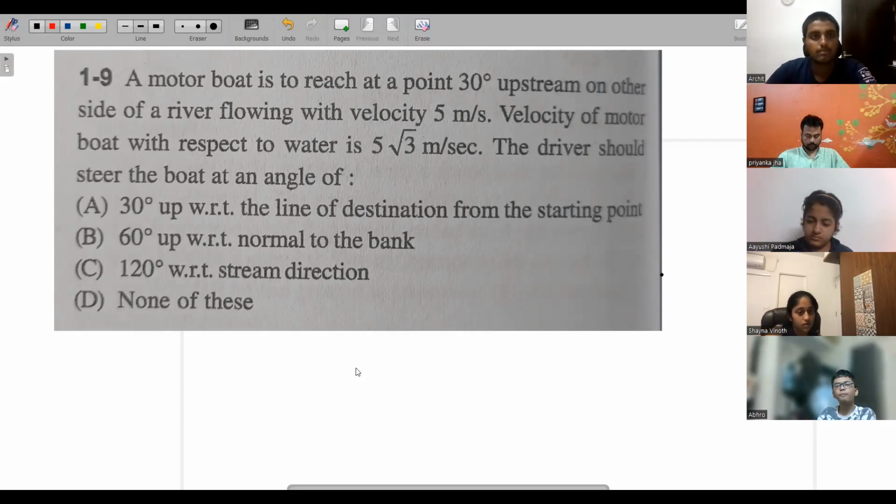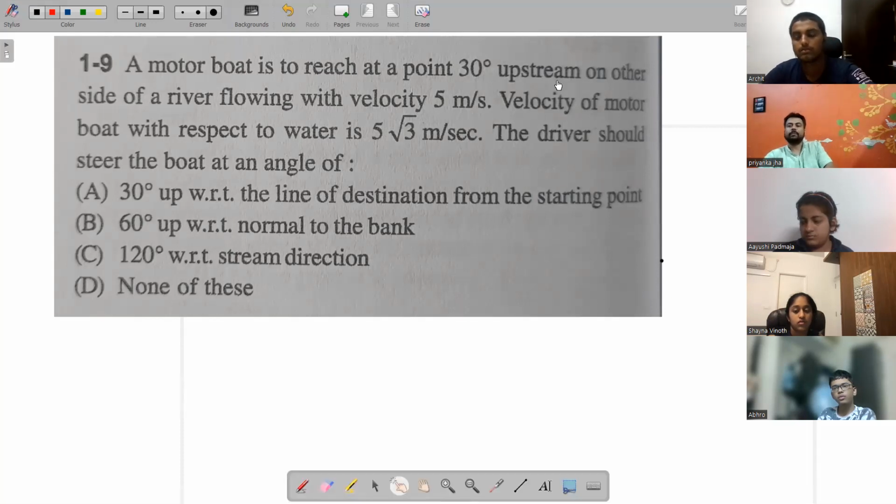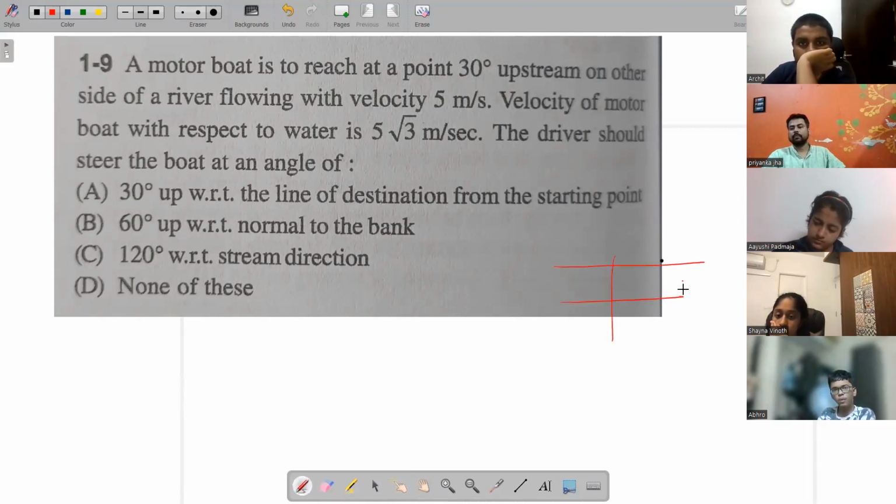So when they mean 30 degrees upstream on the other side, do they mean 30 from the opposite or from the same position, sir? 30-degree upstream means in the opposite direction. See, the river is flowing like this. So making an angle theta with downstream is like this, and with upstream is like this.